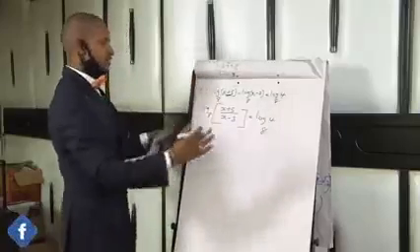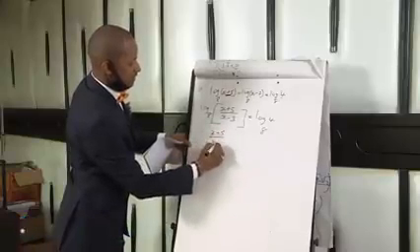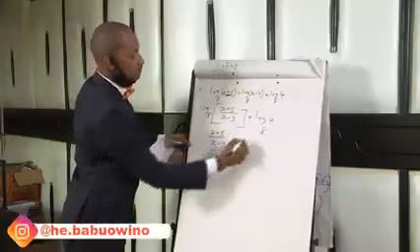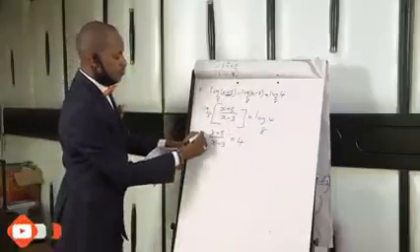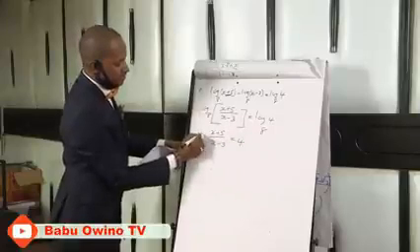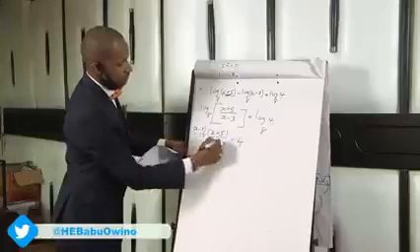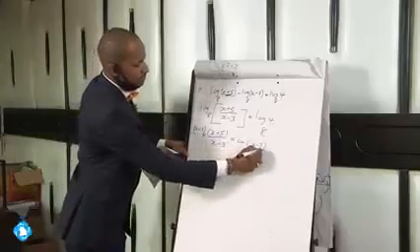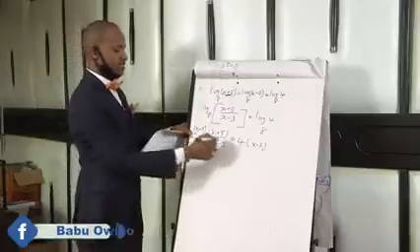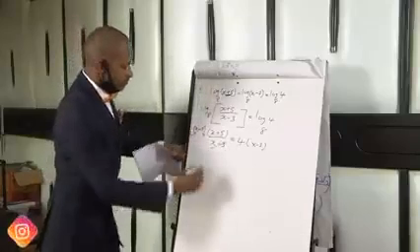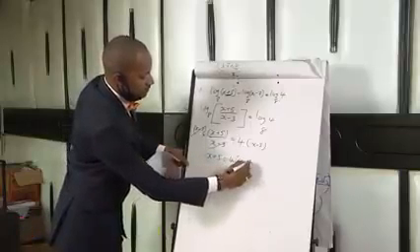You just drop them. When you drop them, you remain with x plus 5 divided by x minus 3 equals 4, because these are the same. Therefore, you cross multiply both sides by x minus 3. This side also by x minus 3. So when you multiply this by x minus 3, x minus 3 will cancel. You remain with x plus 5 equals 4 into x minus 3.